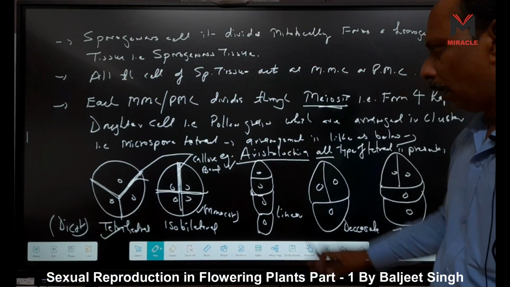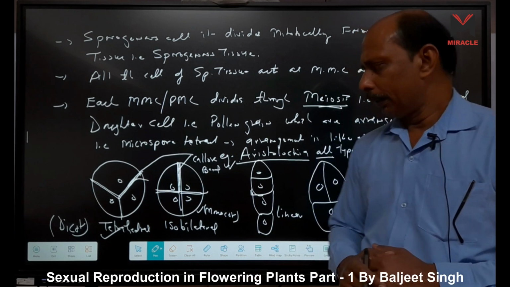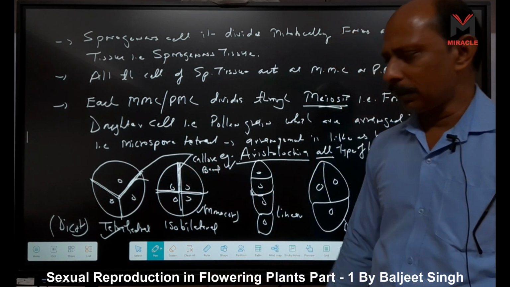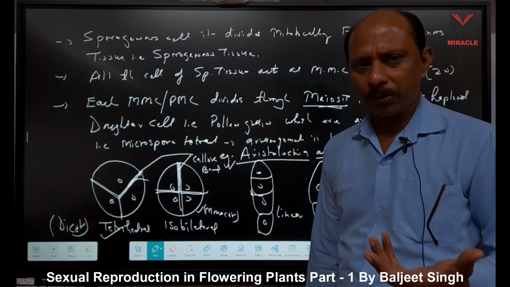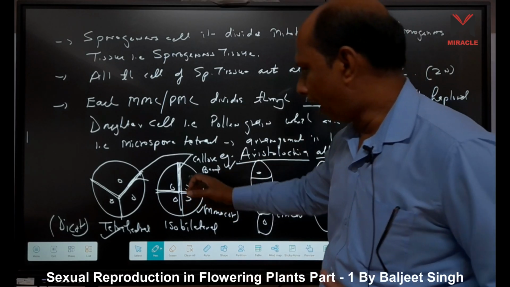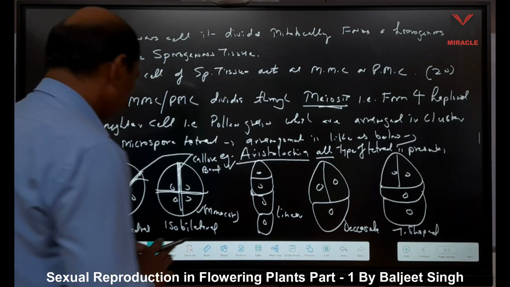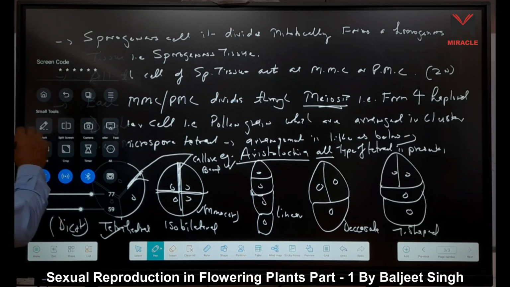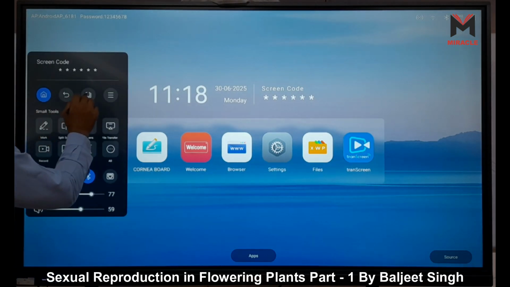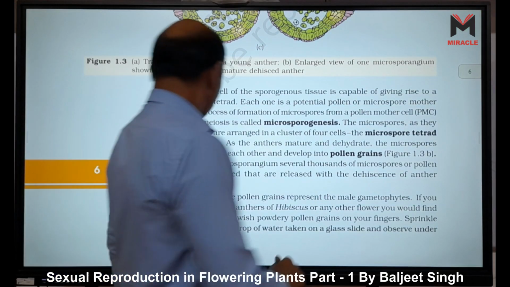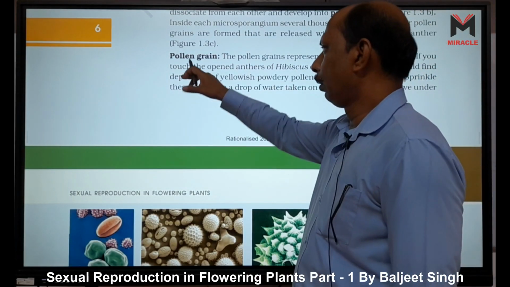When they get free, because the tapetum cells release Ubish bodies, and Ubish bodies contain sporopollenin, each microspore cell of the tetrad is covered by the sporopollenin, and this sporopollenin forms the exine, right? When a microspore is covered with exine, it is now called a pollen grain, right? I think you understand how a pollen grain is formed.